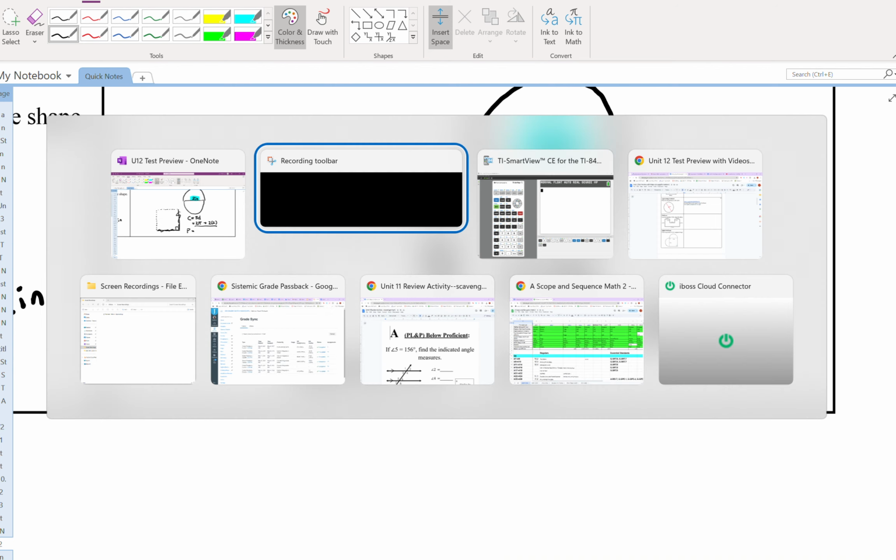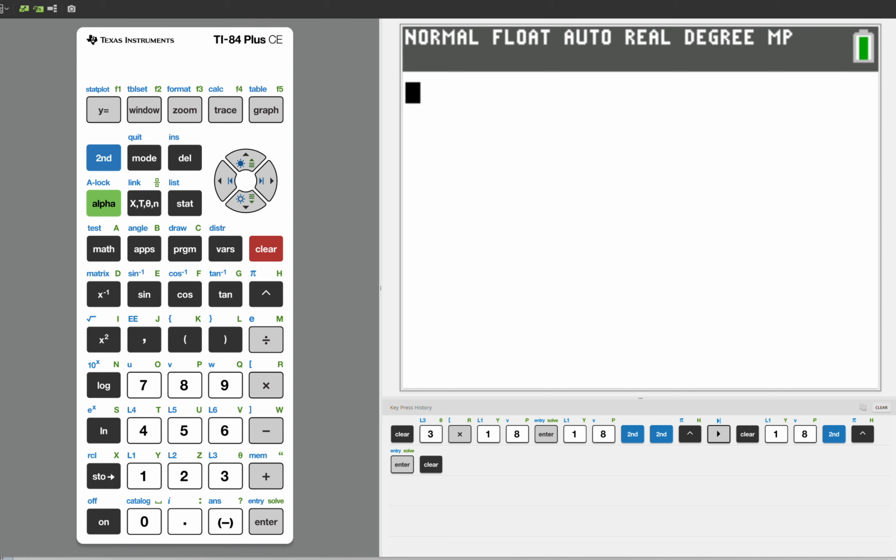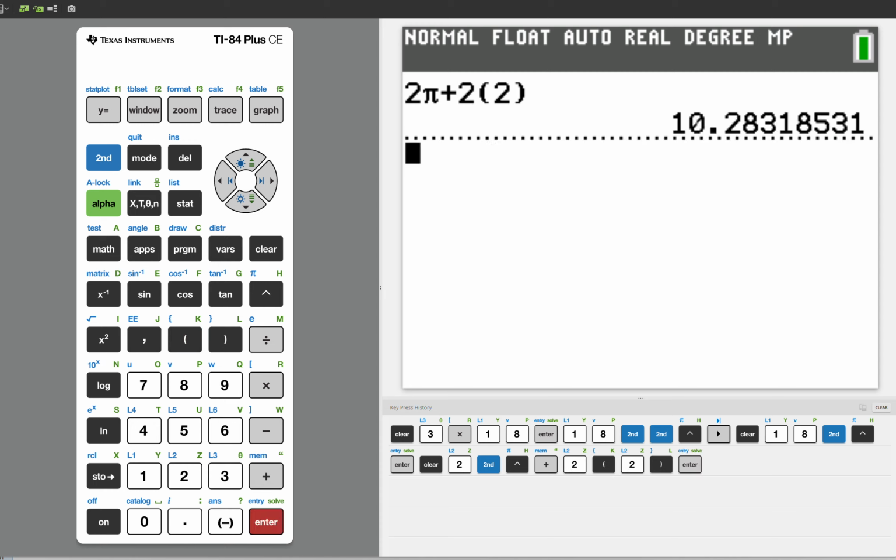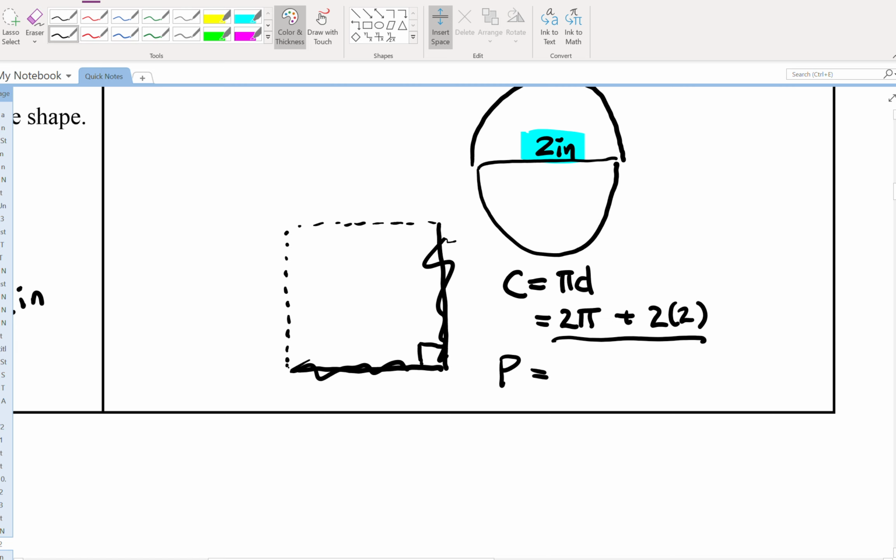So we go over here. We've got 2 times pi plus 2 times 2. And that would give us 10.28. And so the perimeter of this is 10 point, we should say this is approximate because that's that circle. It's 10.28 inches.